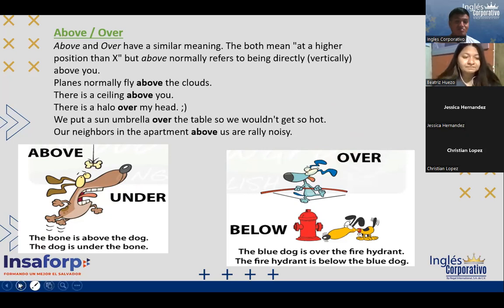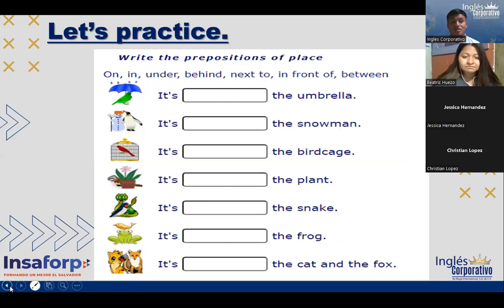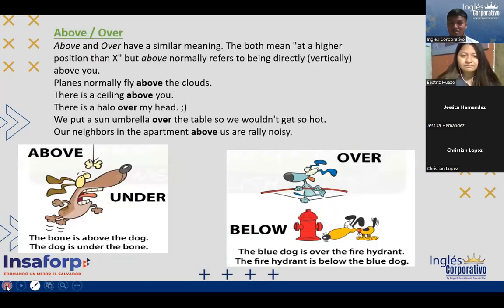All right, so let's move on then. If there's not any other question, we're going to move on to the next one. And here we have the practice then. So if there are no questions, alguien que tenga otra pregunta before we move on to the practice. Preguntas antes de irnos a la práctica. Teacher. Yes, Rebecca. En el caso de above y under, ¿cómo sería? Okay. Es que no me quedó muy claro.